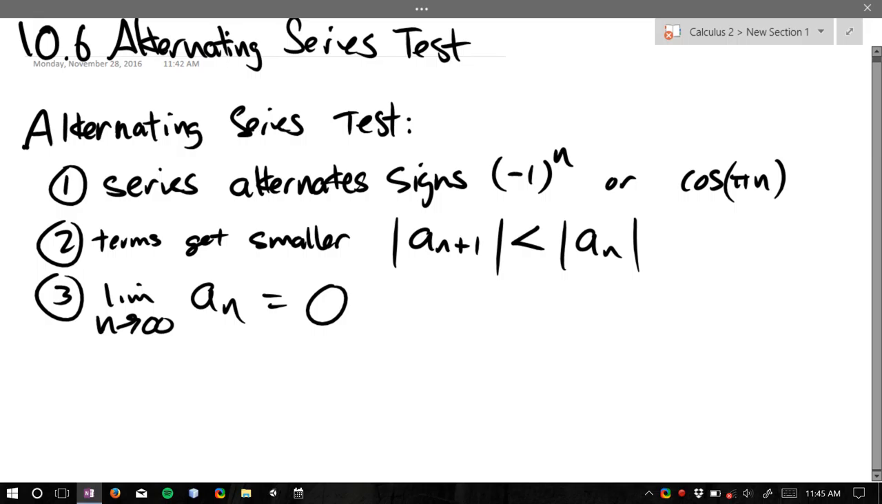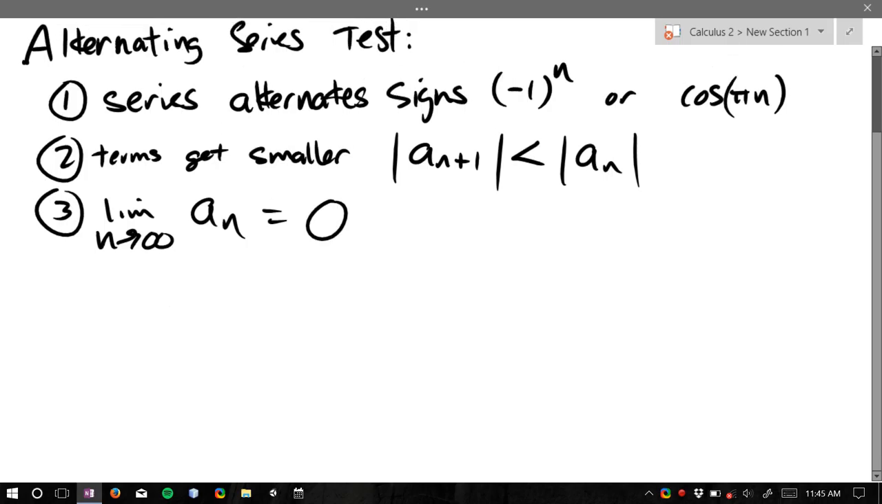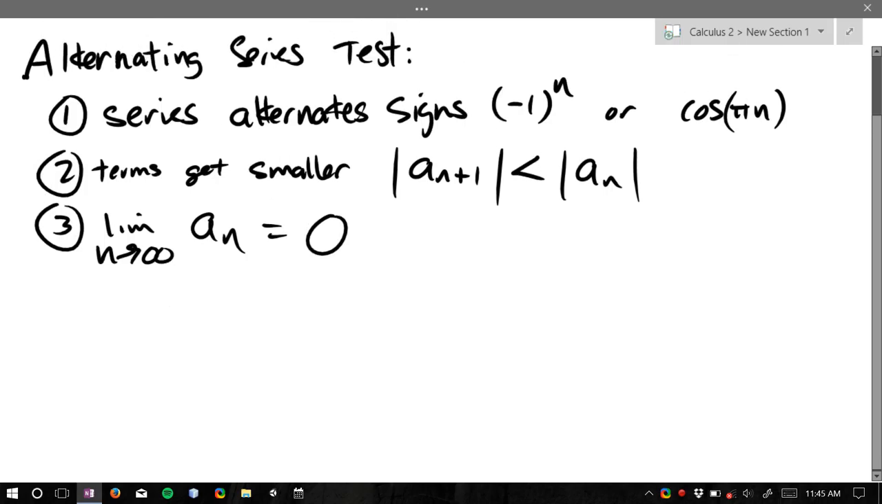Now, just to warn you, the limit of a_n equals 0 is not sufficient in general for a series to converge. So if you fail number 3, you automatically diverge. So the opposite of number 3 is automatic divergence. Now, if your limit is 0 and you satisfy these other two properties, then you can say convergent. So if you pass all 3, you converge.